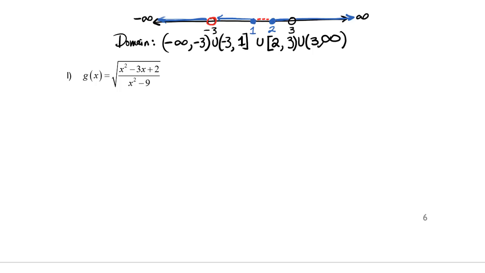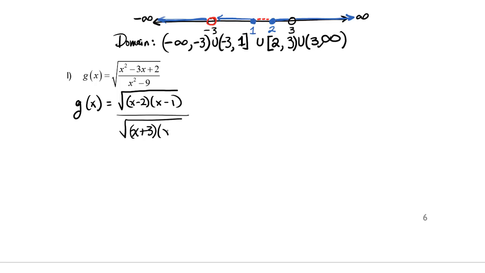This one is also tricky, so let's factor it. In the numerator, I have x minus 2, x minus 1. In the denominator, I have the square root of x plus 3, x minus 3. And I know x cannot be negative 3 and x cannot be positive 3 because those are the vertical asymptotes from the denominator.